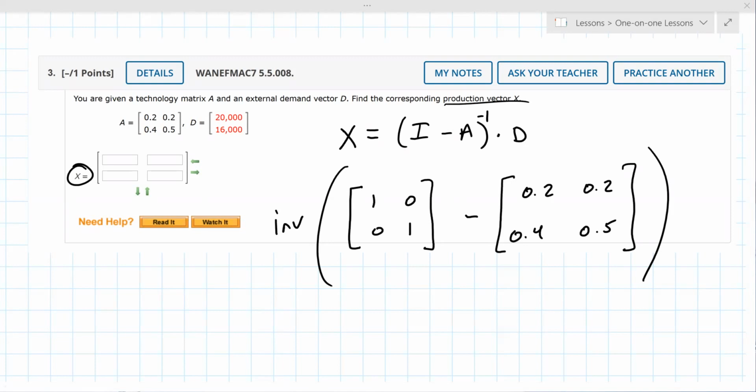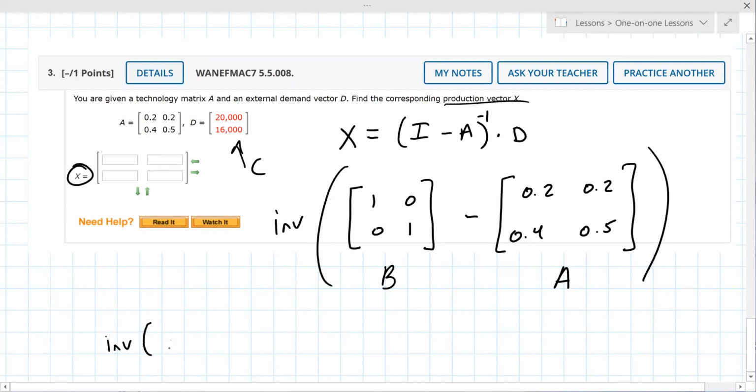So, these steps in here, if you call this A, which is totally cool to do, you could call this B if you wanted in your calculator, and then this could really be C. And then your calculator has an inverse button, but it's inverse of B minus A times C.